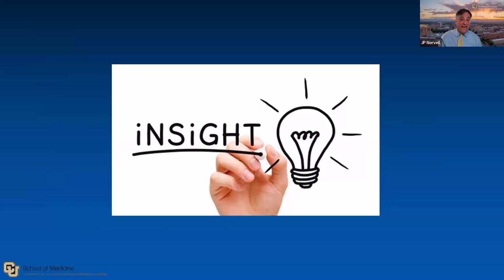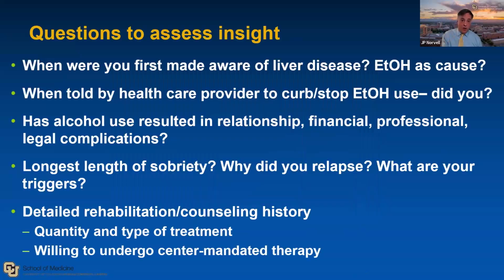Now, there are a lot of questions that we ask our patients, such as when were you first made aware of a liver disease and did they quit at that time? Did they accept that alcohol was a cause? When they were told by a healthcare provider, did they stop drinking? Has it resulted in other sequelae, negative complications, including relationship or financial or professional or legal complications? Have they been sober before? Why did they feel they need to quit? When did they relapse? What were their triggers? And also, what kind of counseling have they done? And in fact, those patients that have extensively done counseling but relapsed after every one may have a higher risk of relapse because their addiction is that much worse than others that have not.